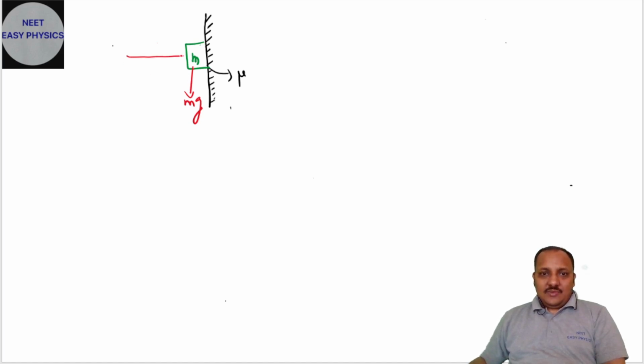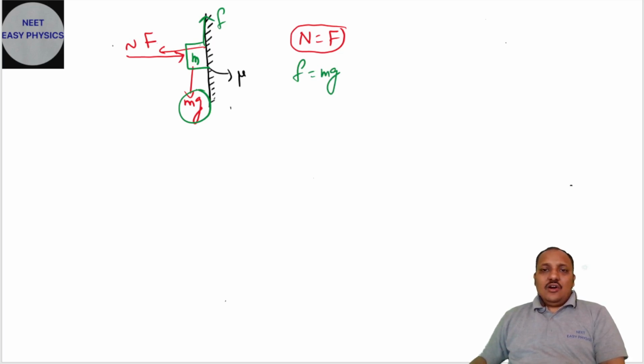If we are applying some amount of force in this direction, this is the applied force. Then the wall will apply a normal reaction against it. Whenever it is at rest, the normal reaction is balanced by the applied force. Now, who is going to balance this weight? This weight is going to be balanced by the frictional force developed between the surface and the object. This frictional force is equal to mg whenever this is at rest.